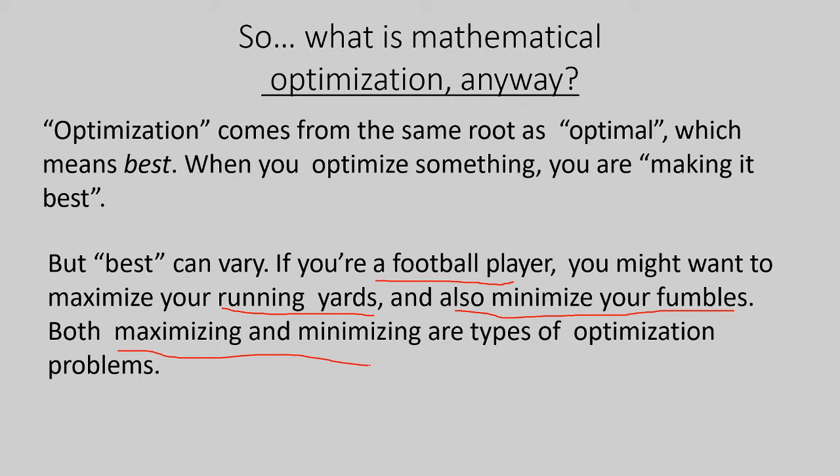Here, the maximization is the running yards. You are supposed to run very fast by taking regular practice. At the same time, we try to reduce or minimize the fouls. So optimization involves both maximization and minimization: maximizing the performance as well as minimizing the errors.